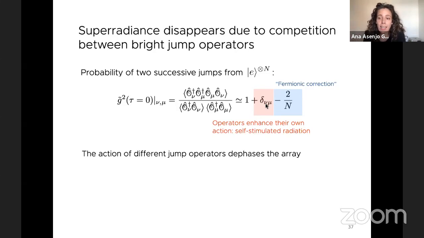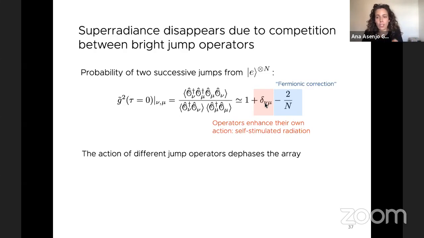And we have this delta nu. So nu and mu mean which kind of jump operator is acting. This means that operators are enhancing their own action. Keep in mind that this is a process of spontaneous emission of radiation, but jumps stimulate themselves, not others, just themselves. In some sense, it's a process of self-stimulated radiation.